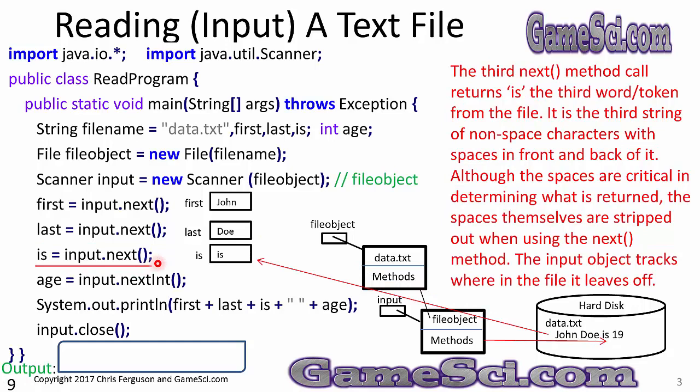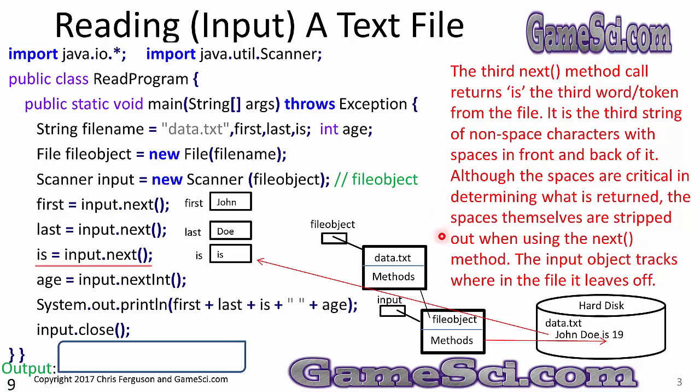Is equals input.next. I'm literally going to read the word is from the file. The third next method call returns is, the third word or token from the file. It is the third string of non-space characters with a space in front and back of it. Although the spaces are critical in determining what is returned, the spaces themselves are stripped out when using the next method.